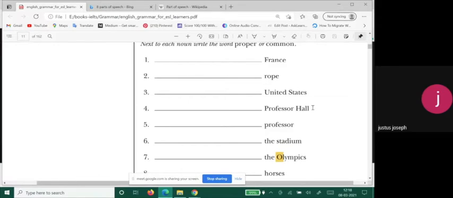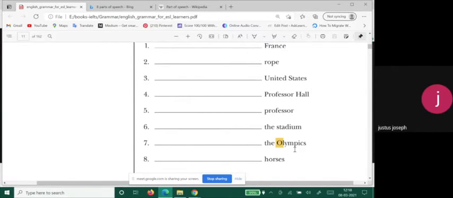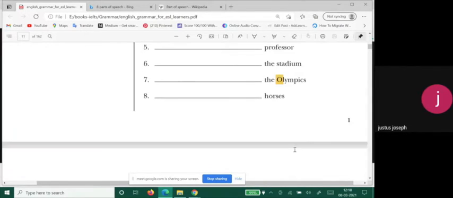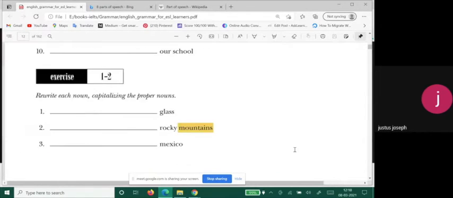First look, everything seems easy, right? Yes. Okay. Professor and then a common. So what is the one trick that you are identifying here? Capital letter, proper. Common. Clear? Done? What about the Olympics? It's a name. Proper. Okay? So this exercise is done.